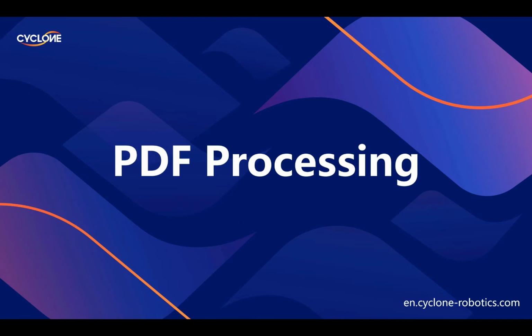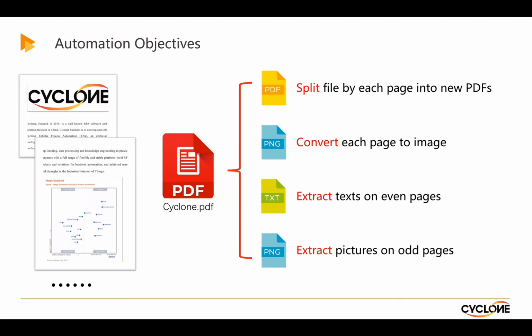To better understand how to configure and execute common operations on PDF files, we will use an example to explain the related functions. There are 4 steps in this process. Step 1 is to split the original PDF by page and save each page as a new PDF file. Step 2 is to convert each new file into image. Step 3 is to extract texts from even pages and output them as a new file. Step 4 is to extract picture from odd pages and output them as a new file.